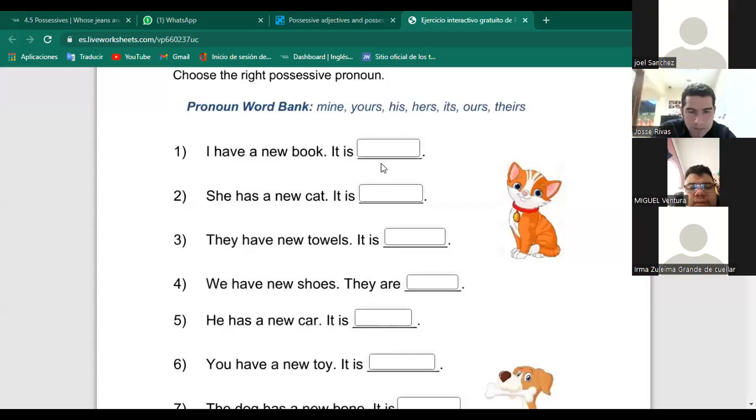Okay. Right, vamos a hacerlo juntos entonces. I have a new book. It is mine. Es mío. She has a new cat. It is hers. They have new towels. It is theirs. We have new shoes. They are ours.